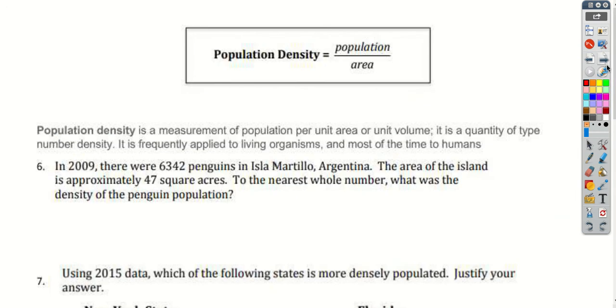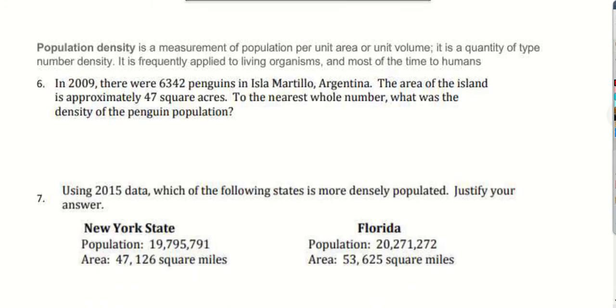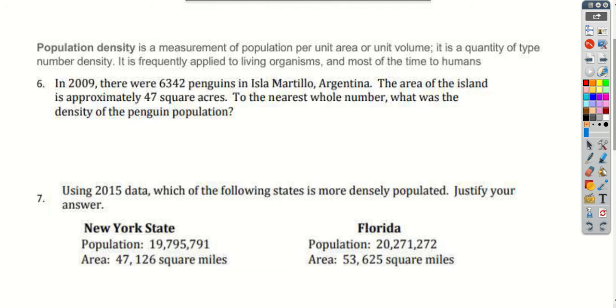Okay, on the next page, we have something called population density. Population density is basically just the amount of people per square foot or acre or whatever we want to talk about here. So all we're going to do is take the population and then just divide it by the area. That's it. So for number 6, population density, living organisms to the amount of space. In 2009, there were 6,342 penguins. And we want to get the density. So this is the number of penguins, and we're going to divide it by 47 to get per square acre. They could ask us for feet here, so we'd have to do a conversion, but they don't. So just divided by 47 gives me 134.9.